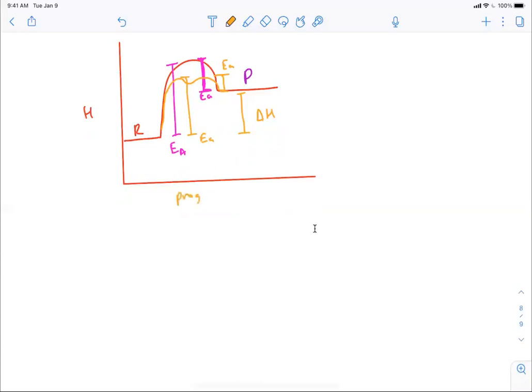And this unit is progress. So it's not an actual real unit. It's more of a visual representation.